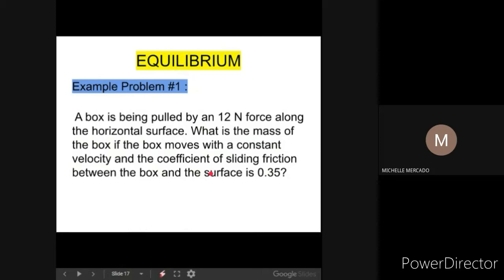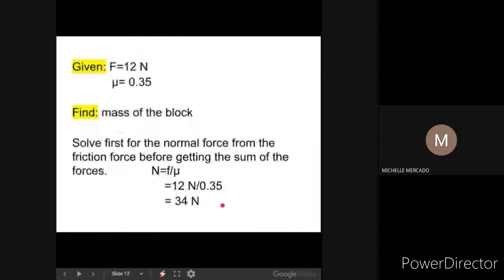So first, identify the given. Ang given force natin is 12 Newton. Then the given coefficient of sliding friction is 0.35. Then we're going to find the mass. In order to find the mass, first we're going to find the normal force. Again, the given natin in force is 12 Newton. The given coefficient of static is 0.35.